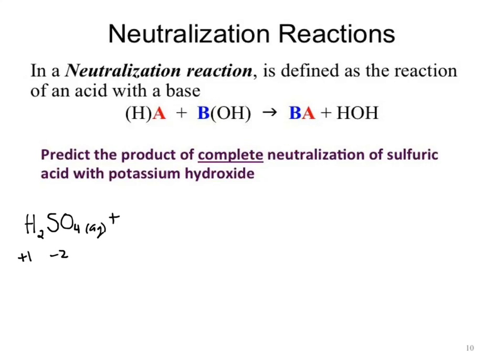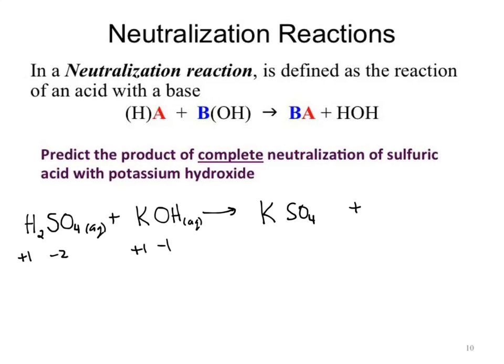Now we move to potassium hydroxide. What's our formula for potassium? Formula for hydroxide. Charge on K. Charge on hydroxide. Is it balanced? Yes. Reacts to produce, what do you think? Potassium with sulfate. Why do we put the potassium out front? Our metals always go in front. We always put our cations in front.